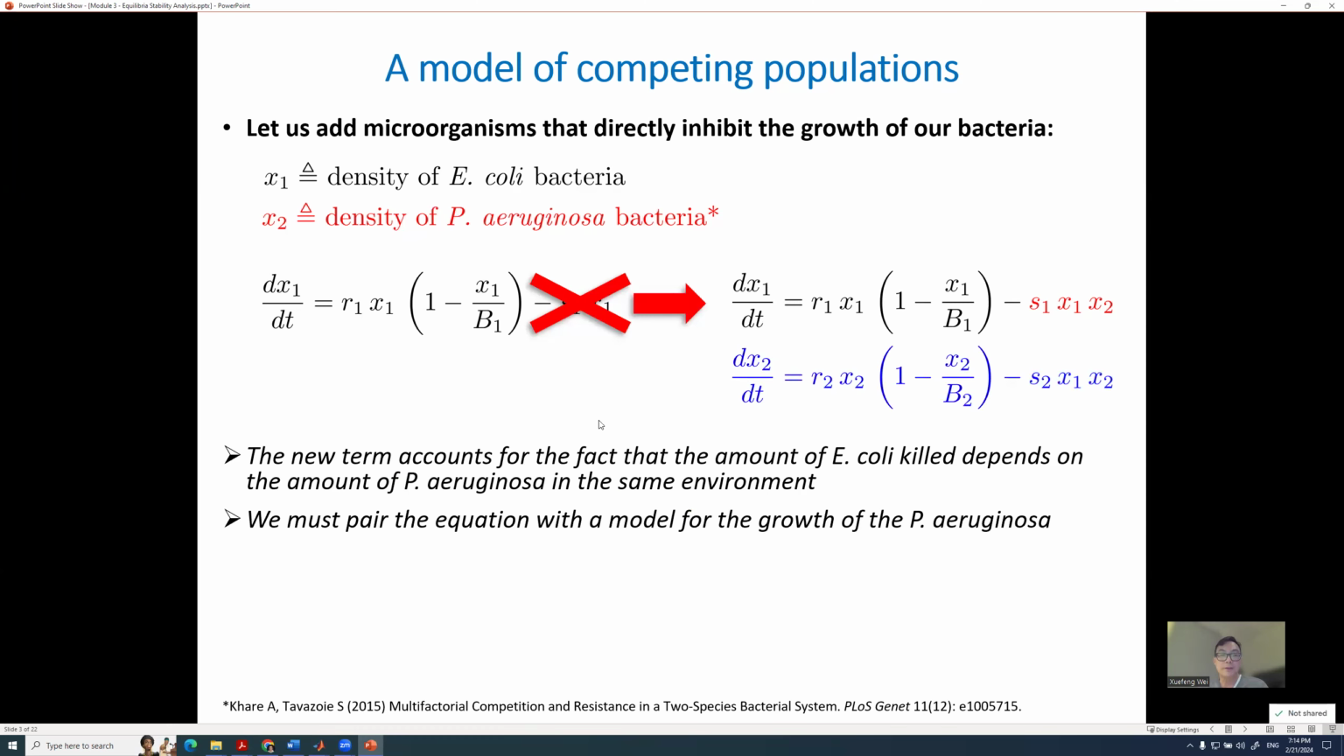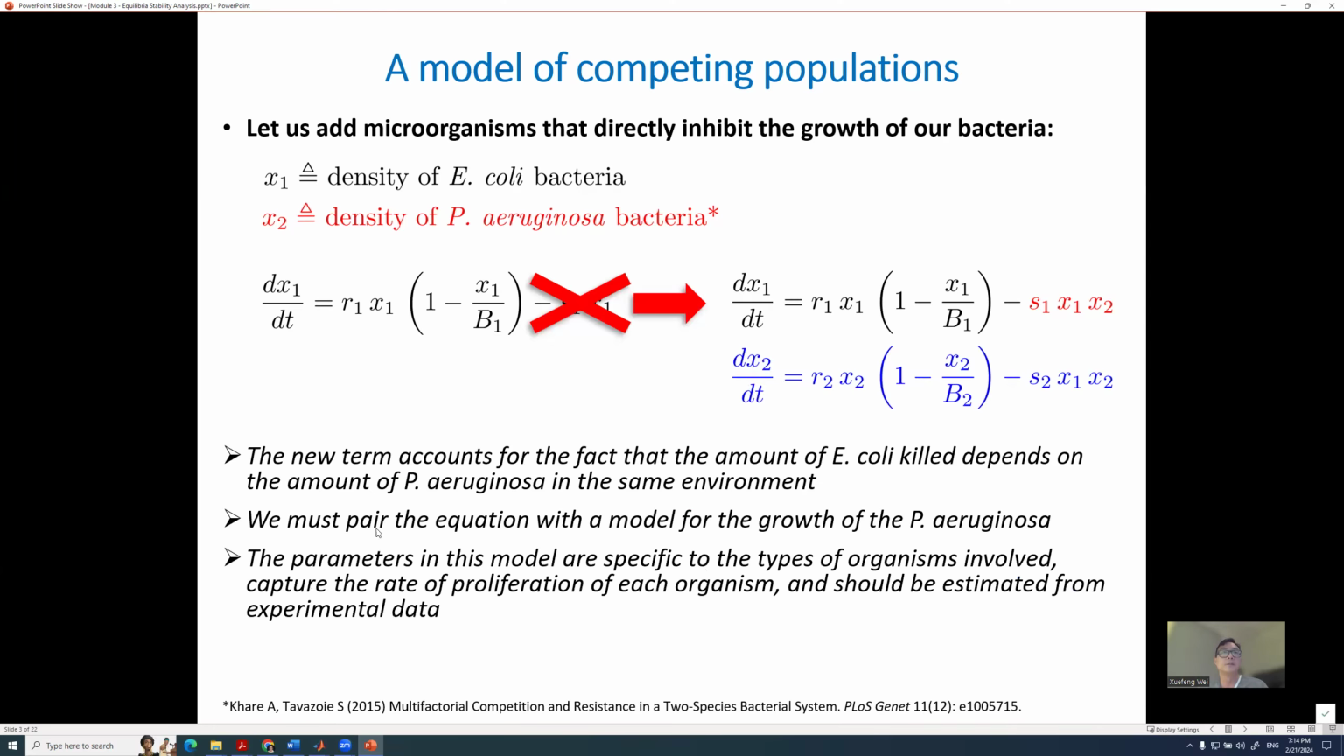So we can obviously do the same thing for the density of X2, which is the density of the P. aeruginosa. So we write this equation in the blue ink here. I'm going to just read here. The new term accounts for the fact that the amount of E. coli killed depends on the amount of P. aeruginosa in the same environment, and we must pair the equation with a model for the growth of the P. aeruginosa. That's the second equation for X2.